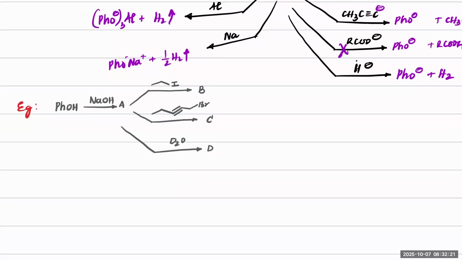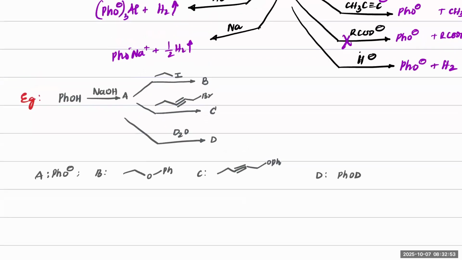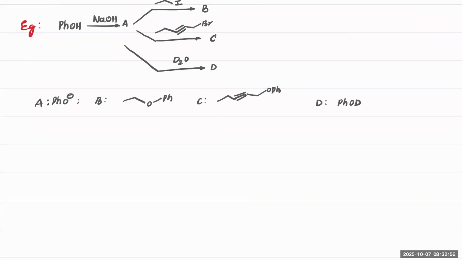So you know that A here will be equal to phenoxide ion. B will be equal to OR with Ph. Now this one with minus here, OPh will come. This carbon will take OPh. And D, phenoxide can take D plus. So PhOD will come.